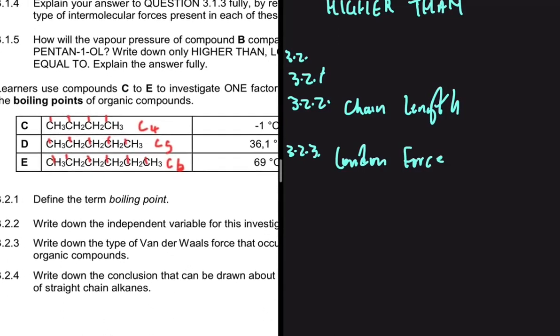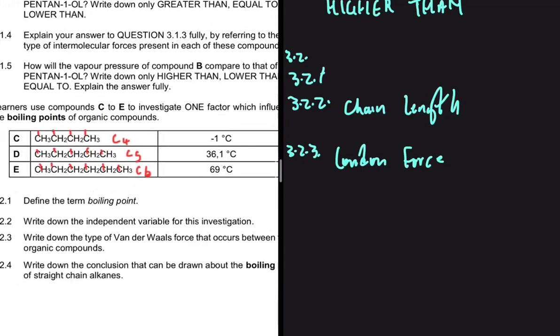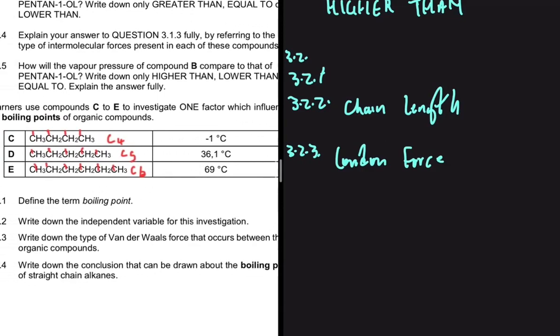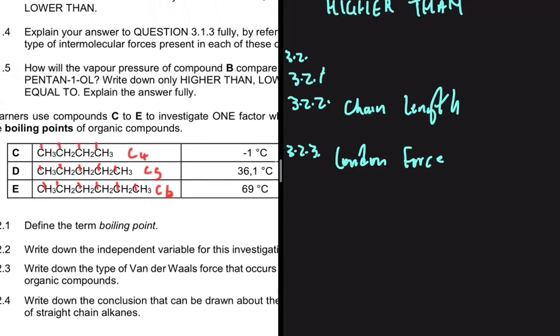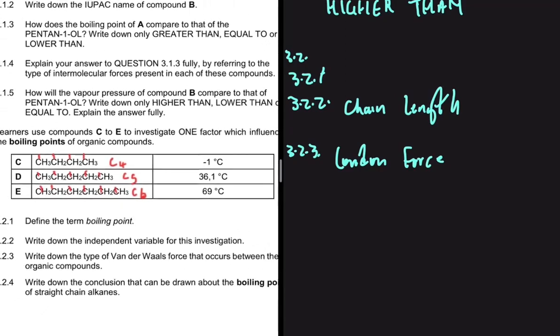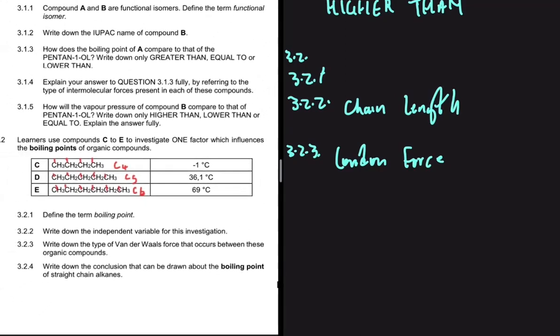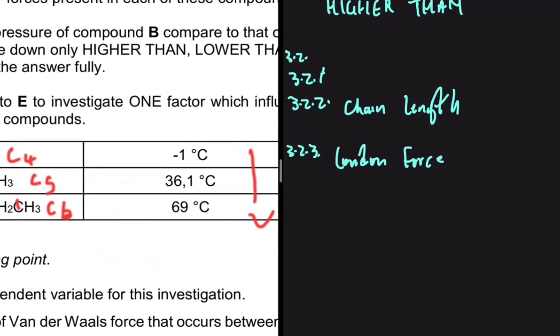Well, let's look at 3.2.4. Write down the conclusion that can be drawn about the boiling point of straight chain alkenes. So let's look at our diagram. We can see fully well that as the number of carbons is increasing, our boiling point is increasing from -1 to 36.1 and lastly to 69. So we can conclude that as the chain length increases, the boiling point increases. If you had said molecular mass in 3.2.2, you would say that as the molecular mass increases, the boiling point increases.